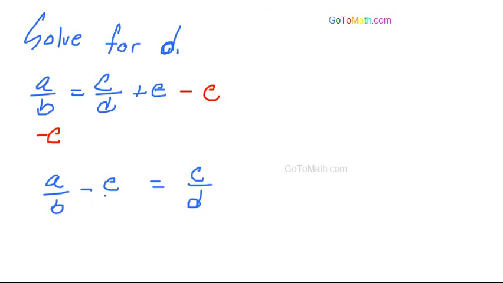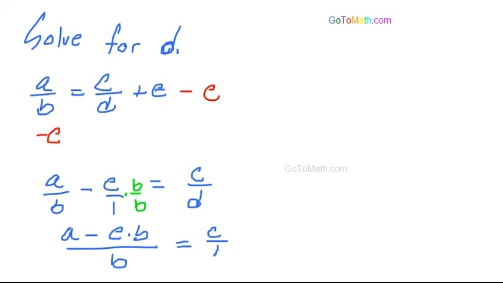Let's get one single fraction right here, and since there is a 1 down here, we need to get a common denominator. Well, that's pretty easy to do. Let's use green. That's a B, so we're going to write B over B right here. See that? It's pretty simple. Now we've got a common denominator. We can say A minus E times B over B is equal to C over D.